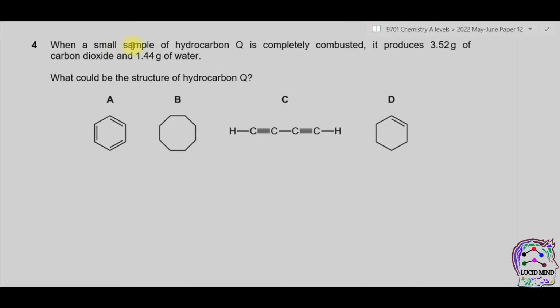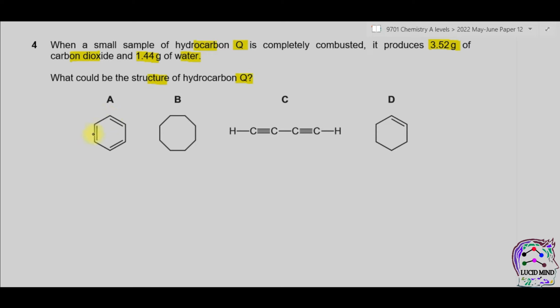Question 4. When a small sample of hydrocarbon Q is completely combusted, hydrocarbon means we only have carbon and hydrogen, it produces 3.52 grams of CO2 and 1.44 grams of water. What could be the structure of hydrocarbon Q? These four are given. Let's find out the number of carbons and hydrogens in each.